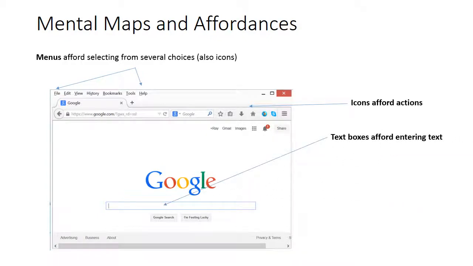We know that text boxes afford entering text. So when the computer needs information from you, it's going to give you a text box. Doesn't matter what the program is. I happen to be using a browser here, but these are standard throughout Windows, throughout the Macintosh. Buttons, you know what to do with a button. Buttons are always actions. So now, because of the evolution of our mental maps and our mental concepts, computers have become easier and easier to use. And computer-assisted instruction, of course, has become easier and easier to develop.